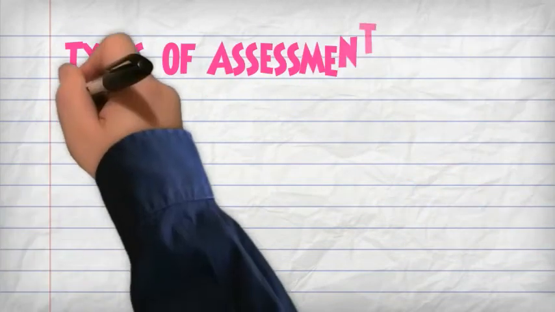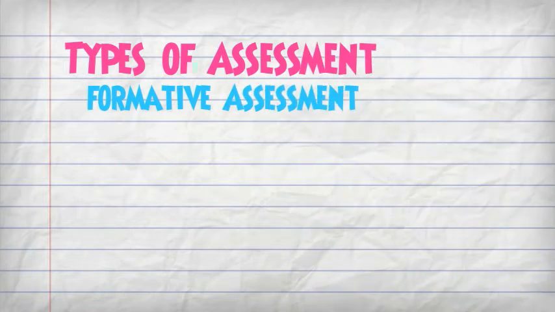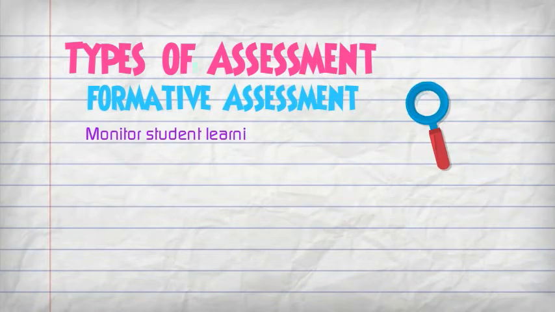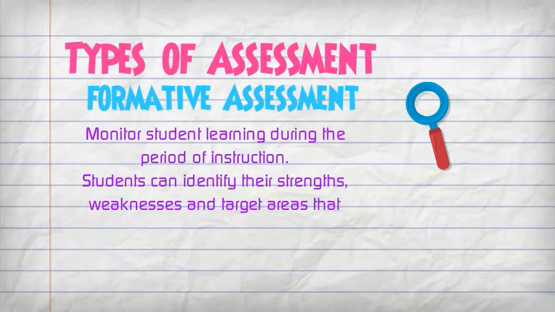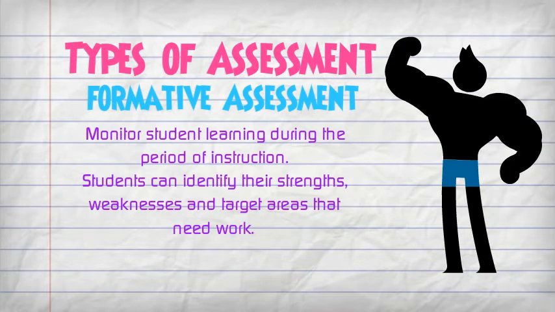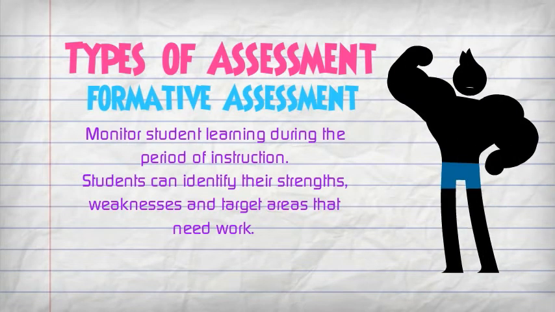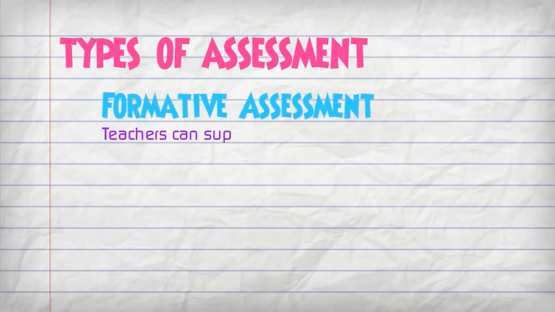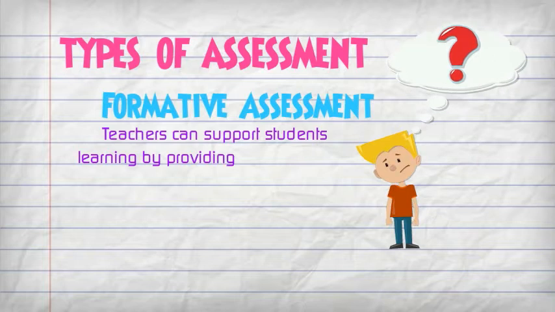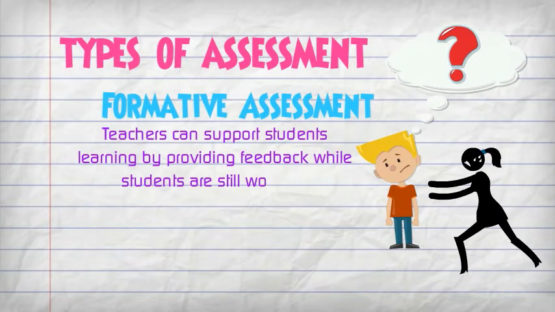Types of assessment. One of them is formative assessment. The goal of formative assessment is to monitor students' learning by using ongoing opportunities during the lesson. It helps students identify their strengths and weaknesses as well as target areas. It helps teachers to support students' learning by providing feedback while students are still working on the development of their skills.